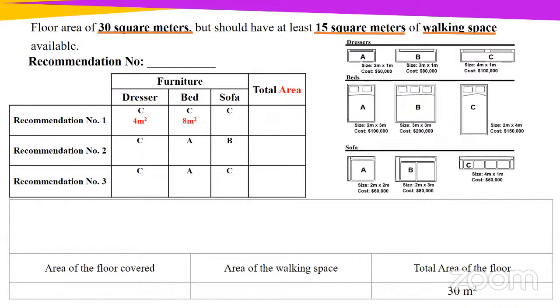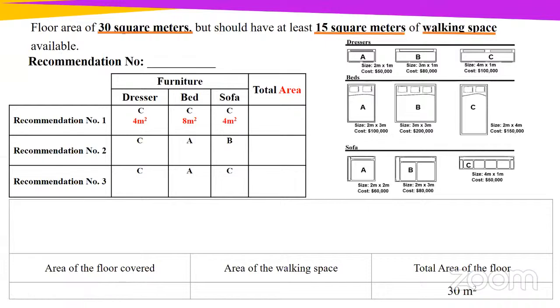All right, boys and girls, let's go over to sofa. Recommendation number 1, sofa C. What would be the area of sofa C? I'm seeing 4 square meters. Good job. And you're all correct. Good job, boys and girls.